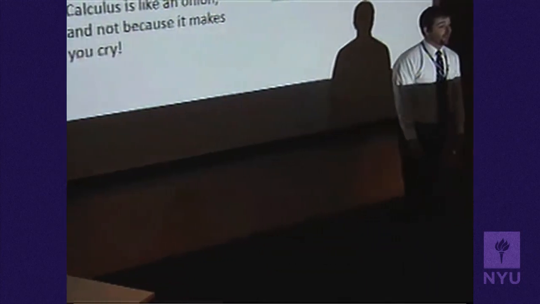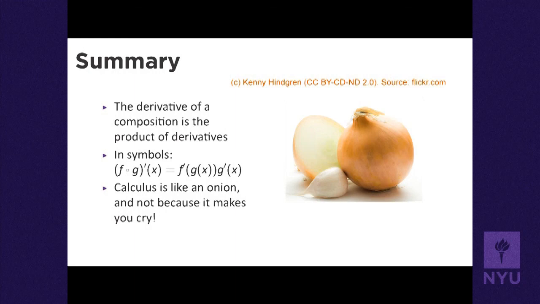Okay, so that's all I have. We learned the chain rule, which helps us find the derivative of a composition. In symbols, you can write it as f composed with g prime is f prime of g of x times g prime of x. And remember, calculus is like an onion, but not because it makes you cry.